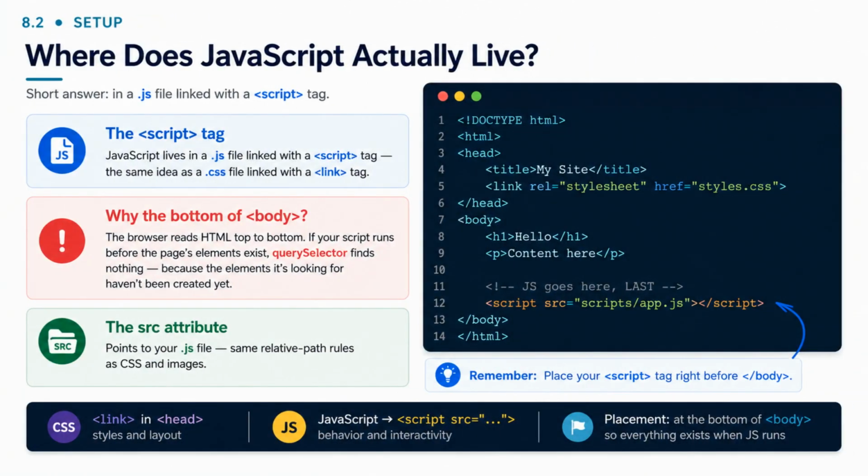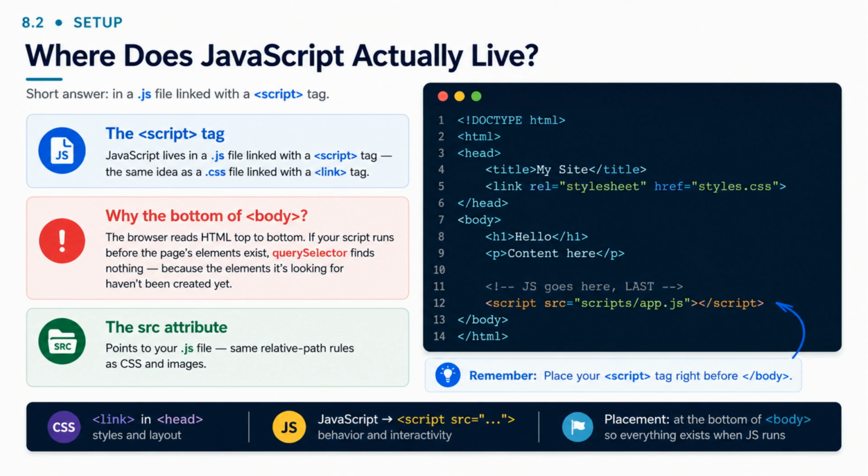This is the setup slide students need before writing any JavaScript. Where does the file actually go? CSS lives in a .css file, linked with a tag in the head. JavaScript works the same way in principle: a JS file linked with a tag, but the placement is different, and that difference matters. The script tag belongs at the very bottom of the body, immediately before the closing body tag, not in the head the way CSS is.